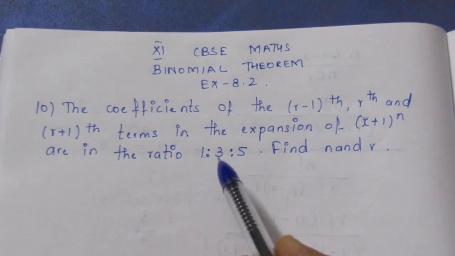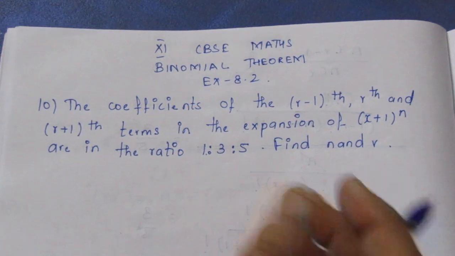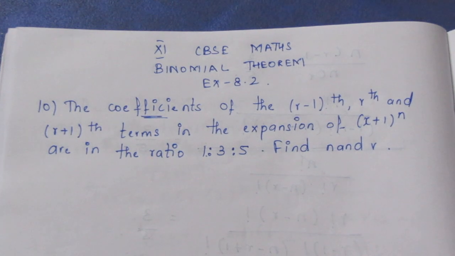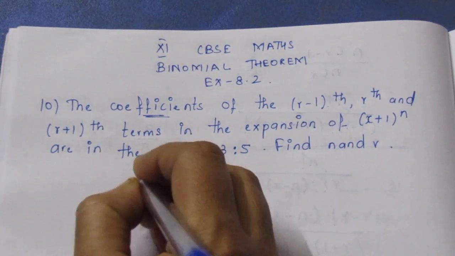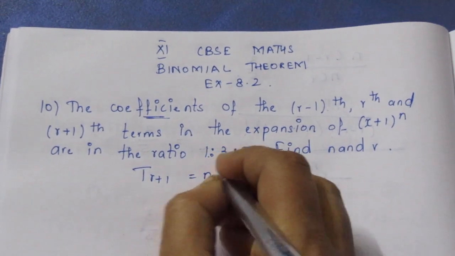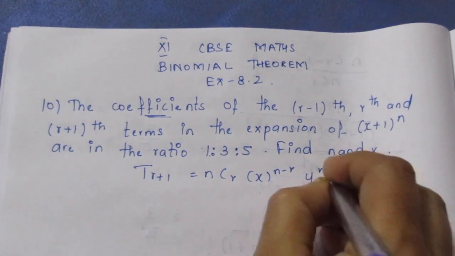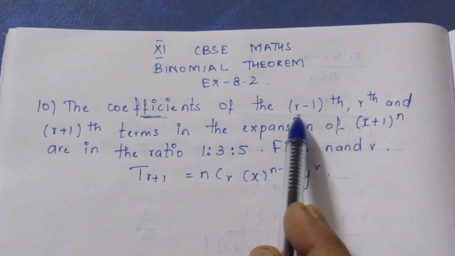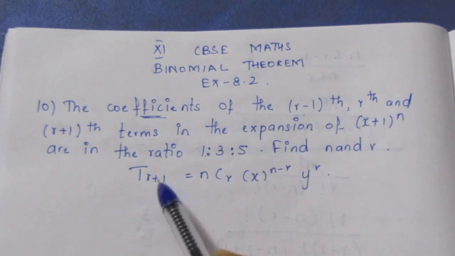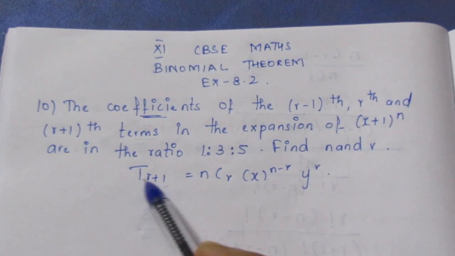Usually seeing a ratio it will be only two terms, but here we have three terms, so let us take the coefficients, as it is given as coefficient. We need to take the general term. You know the formula for the general term, that is T_(r+1) = nCr x^(n-r) y^r. Here we need to find the (r+1)th term, the (r-1)th term and the rth term. The (r+1)th term is already the formula itself.